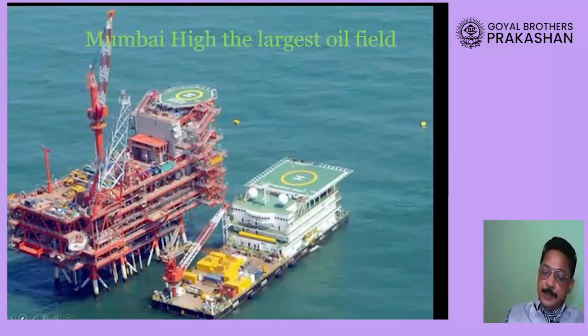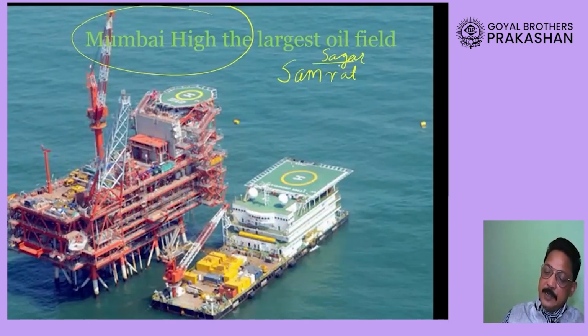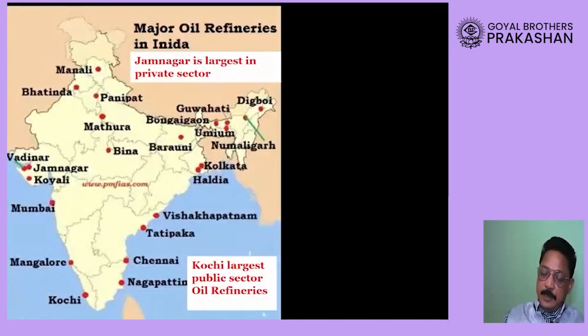Mumbai High is the single largest place from where oil is extracted. Mumbai High is a very prominent place, and one of the important oil rigs there is named Sagar Samrat. Sagar Samrat is the name of an oil rig or oil platform from where a large amount of petroleum is extracted. Now a few important points about oil refineries for our country.